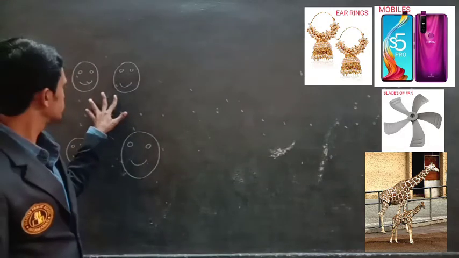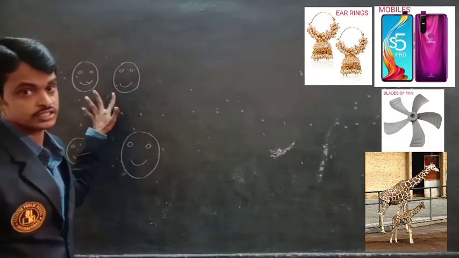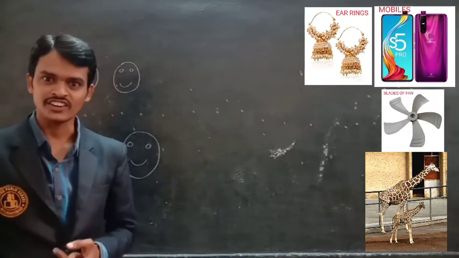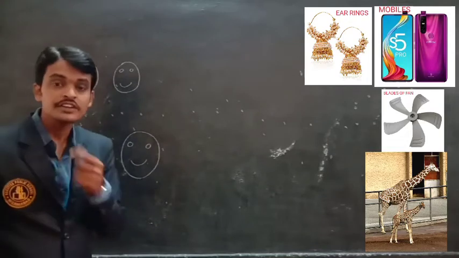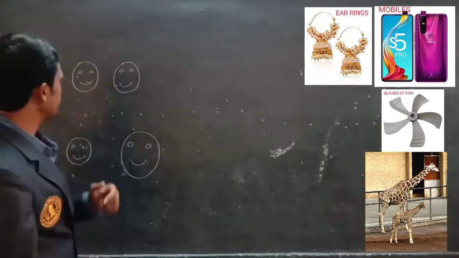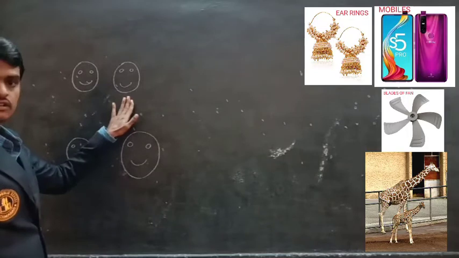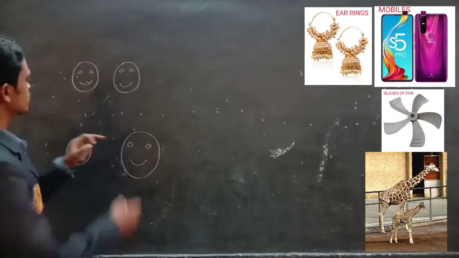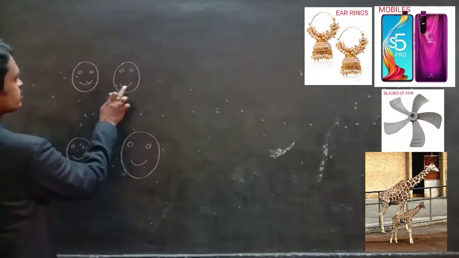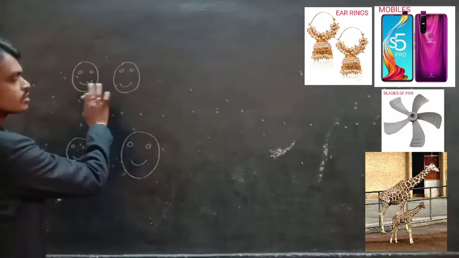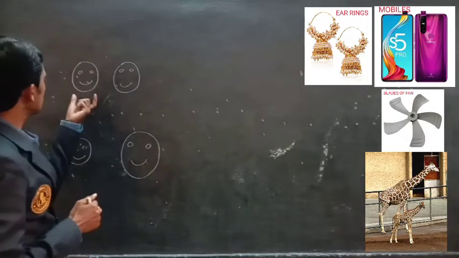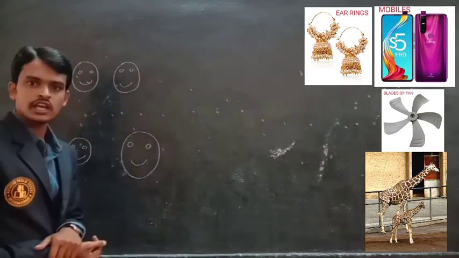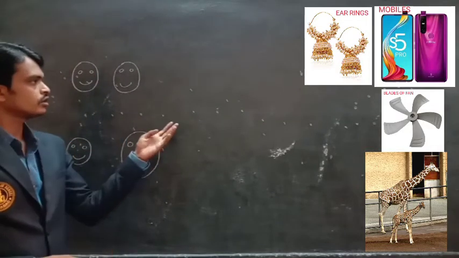Children, what is this image? Yes, this image represents a smiley. Here, the smileys are the same shape and the same size. See, two eyes and a smile like this, a circular shape. The shape is the same and the size is also the same. Just look at the pictures.